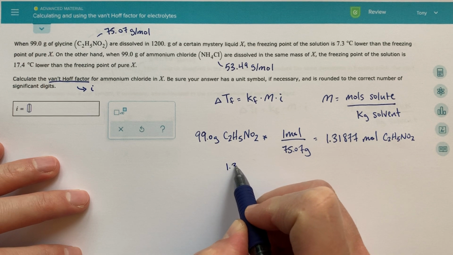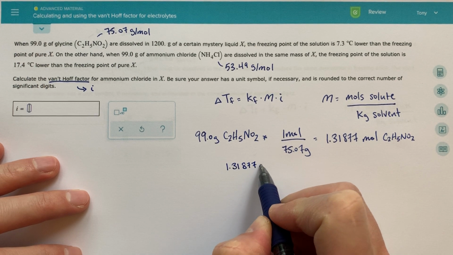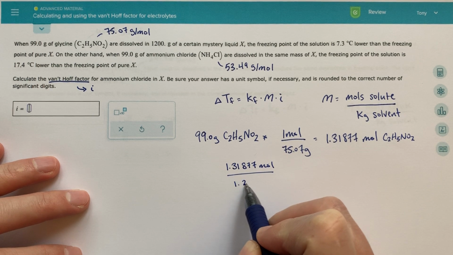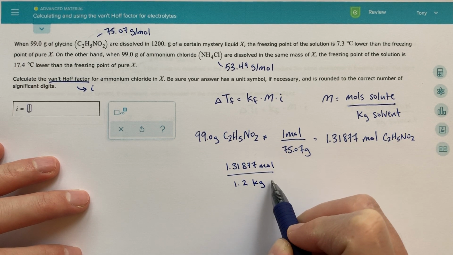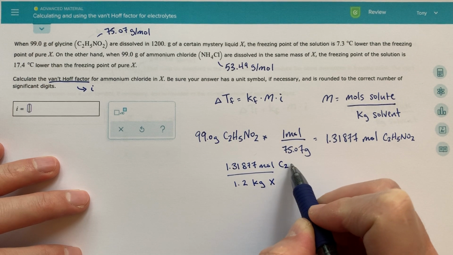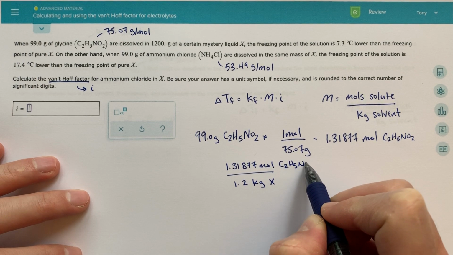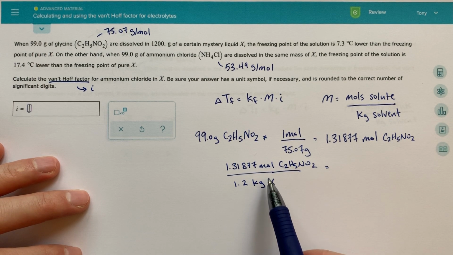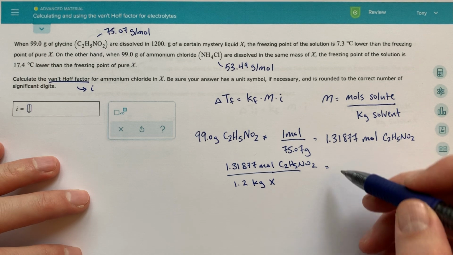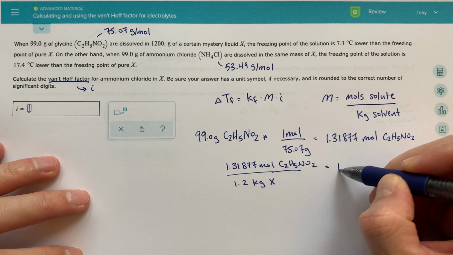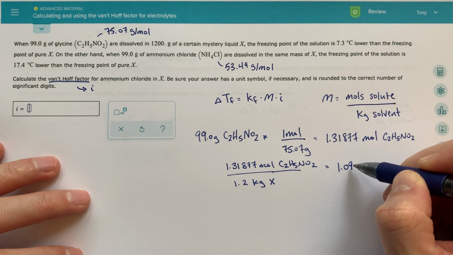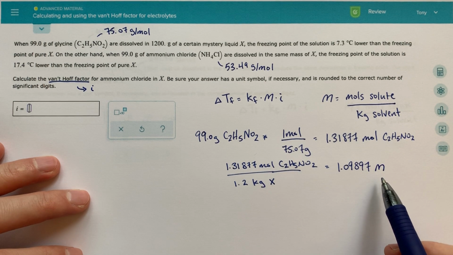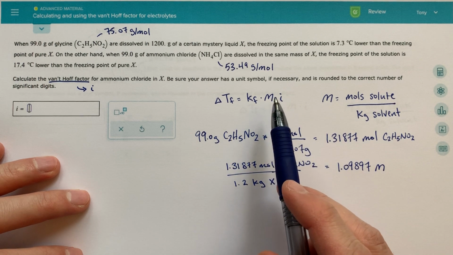So that's going to be 1.31877 moles of solute divided by 1.2 kilograms of X. And so let's put in some labels here. This is going to give me my molality for this solution that I've created, right? So then that value is equal to 1.09897 molal. That is going to be what would go into our equation up here.